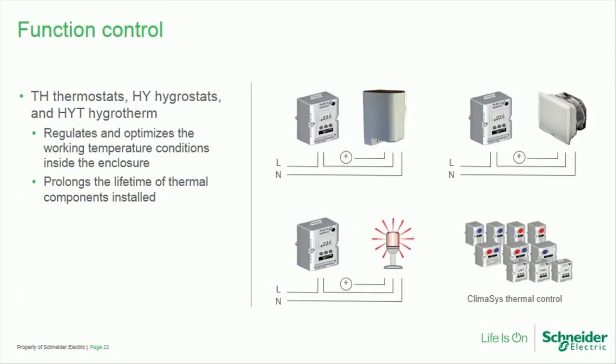Function control. Thermostats can control a heating resistance, a ventilator with a filter or an alarm signal. We have two types of thermostats. Adjustable thermostats, they can be adjusted to the required temperature. Preset thermostats, they have a preset temperature that can be modified.